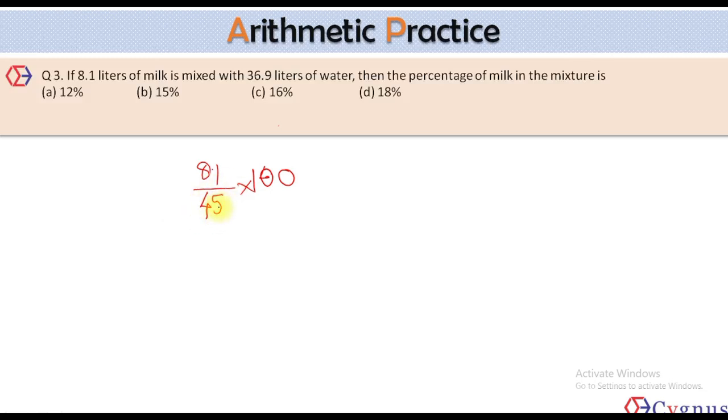Straight away I can say that my answer should be less than what? 20%, because 10% of 45 is 4.5, 20% would be 9, and this is 8.1. So when you solve it, you'll get 18%. This should be the answer. Okay, what's the next one?